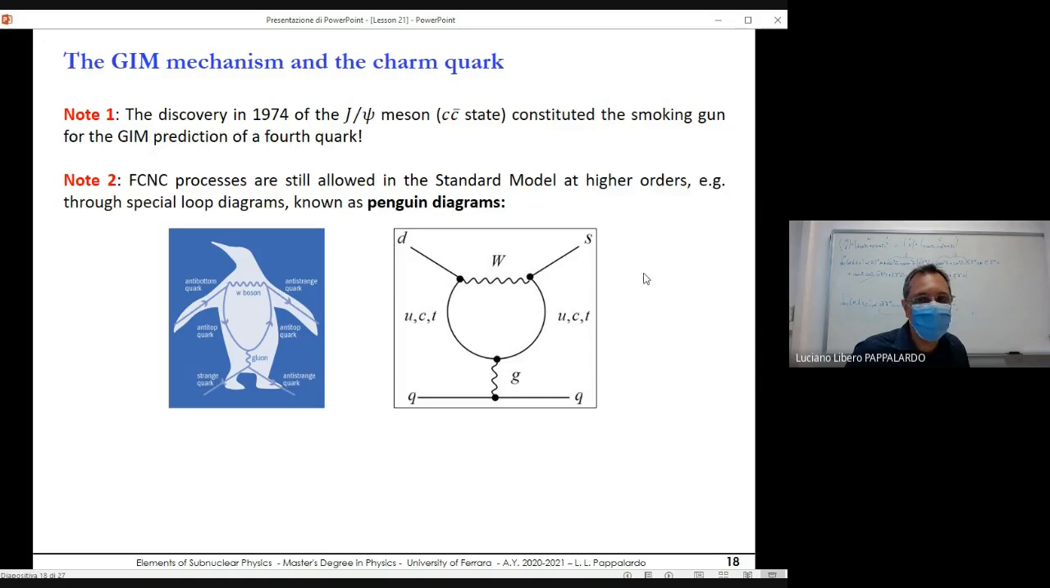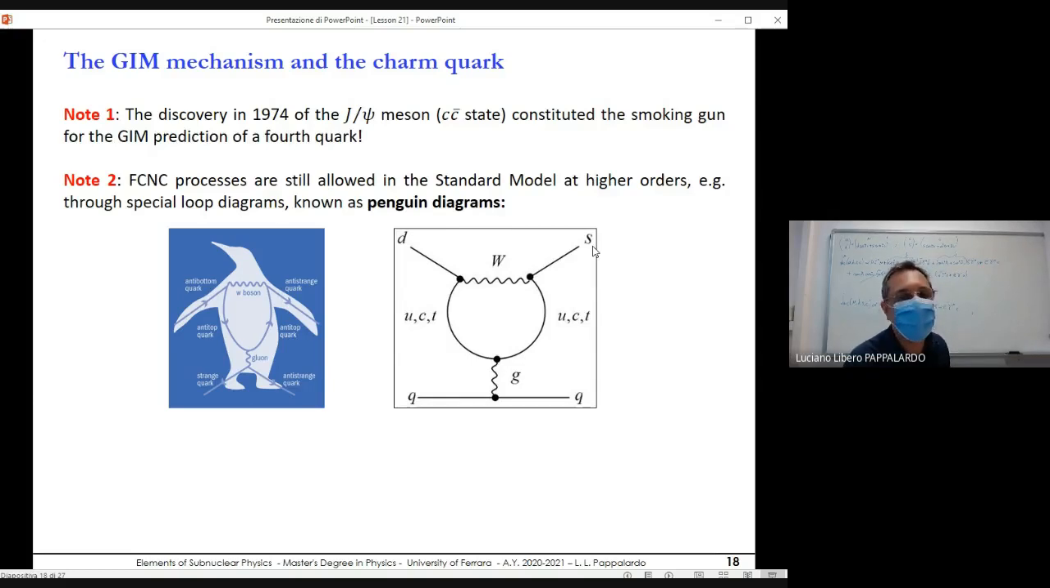So for instance, here we have a d quark that goes into an s quark. Whatever happens in between, we have a d quark that goes into an s quark. So it is a neutral current because the electric charge of the d is the same as the electric charge of the s. And it is flavor changing because we have no strangeness in the initial state and we have a strange quark in the final state. So this is a clear example of a flavor-changing neutral current process.